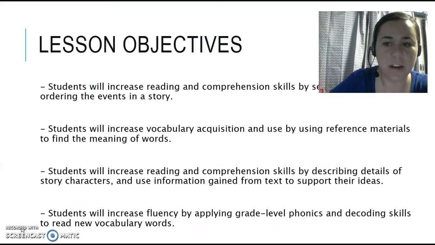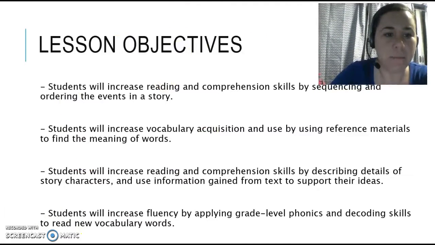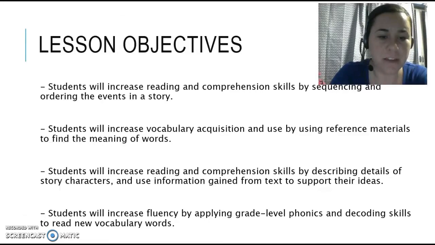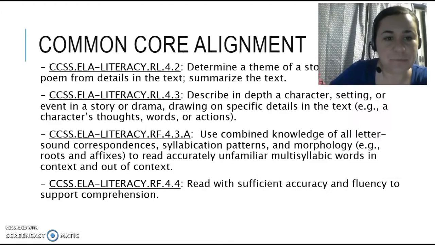The first thing we'll go over is lesson objectives. Students will increase reading and comprehension skills by sequencing and ordering the events in the story. Students will increase vocabulary acquisition and use by using reference materials to find the meaning of words. Students will increase reading and comprehension skills by describing details of story characters and use information gained from text to support their ideas. And students will increase fluency by applying grade-level phonics and decoding skills to read new vocabulary words.